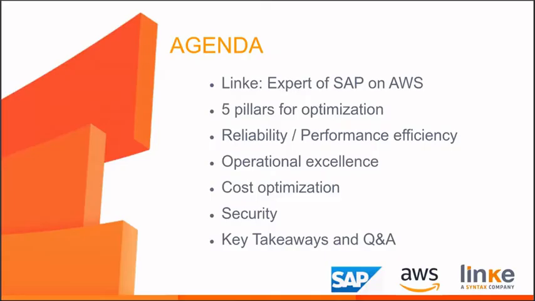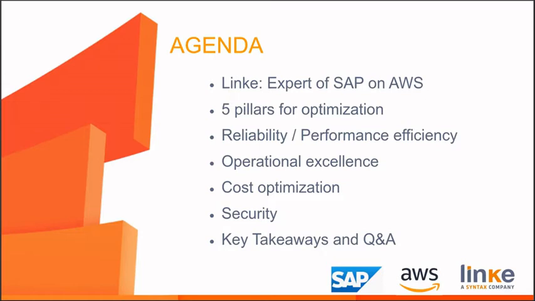So the agenda for today. We will first present our activities at Link, and we suggest you focus on 5 pillars around the Well-Architected Framework, also called WAF, developed by AWS: the reliability and the performance efficiency, the operational excellence. We will show you some automation tools and some managed services that can help you reach this operational excellence.